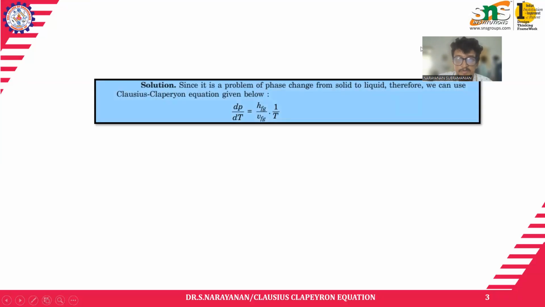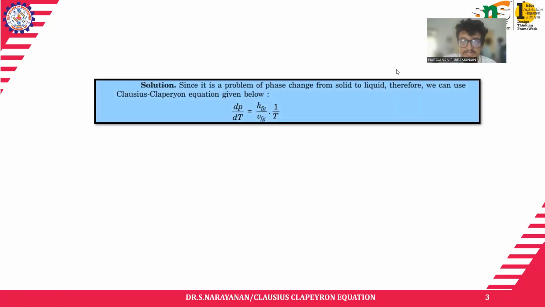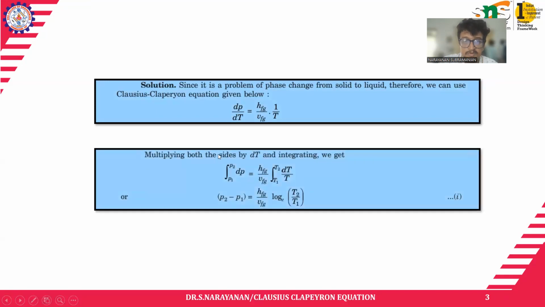As this problem involves phase change, we can use the Clausius Clapeyron equation as given below. So rate of change of pressure with respect to temperature is equal to HFG by VFG into 1 by T. We will multiply both sides by dT so that the dT on the left hand side will get cancelled. So we will get integral P1 to P2 dP is equal to HFG by VFG, which are constant, so they are kept out of integration, integral T1 to T2 of dT by T.